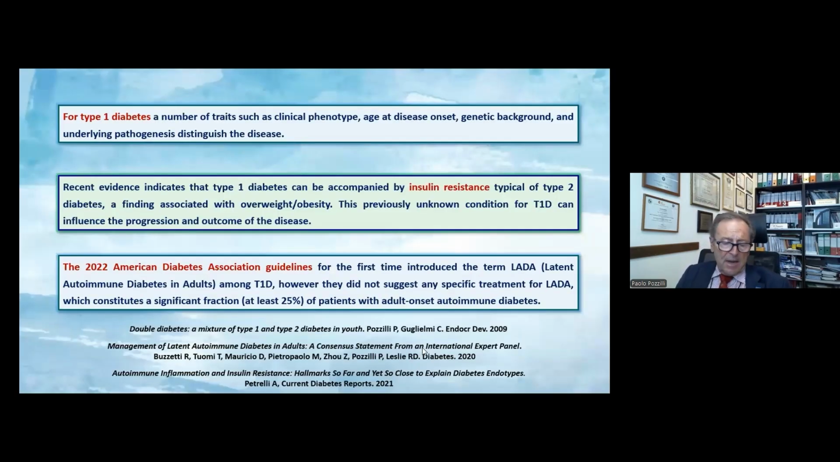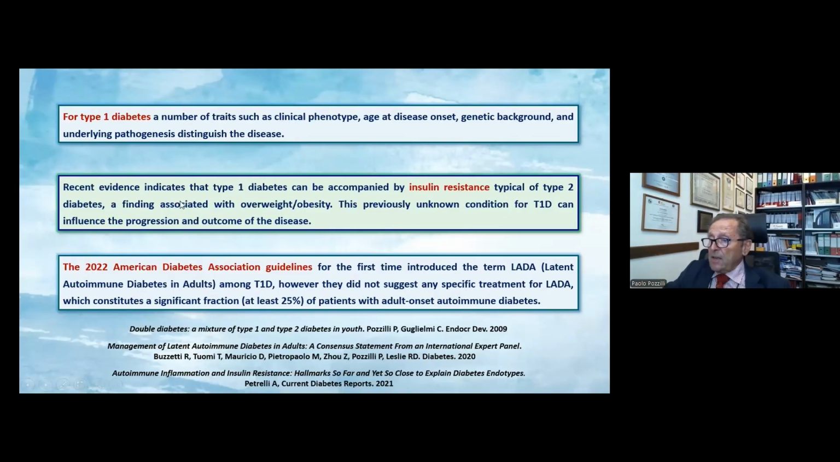For type 1 diabetes, a number of traits like clinical phenotype, age of onset, genetic background, and pathogenesis distinguish the disease. A new concept that has been recently discovered is that type 1 diabetes is also associated with insulin resistance, which is typical of type 2 diabetes.